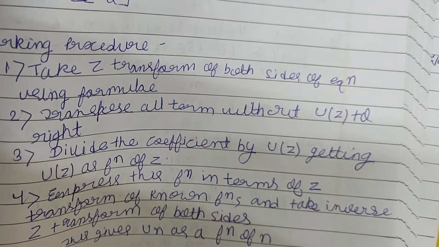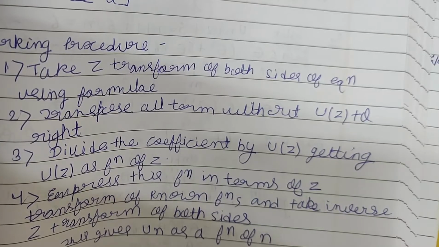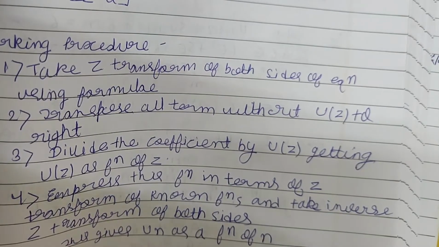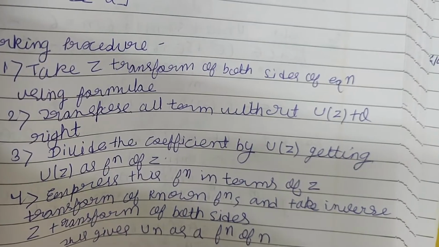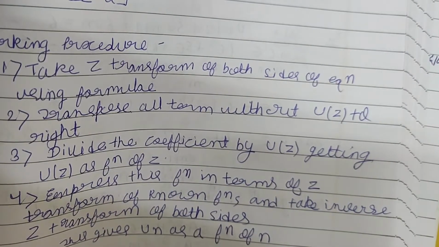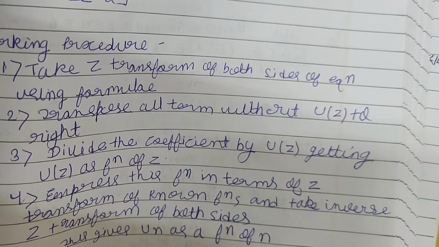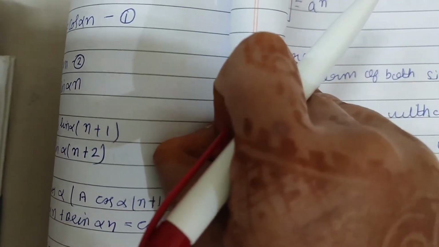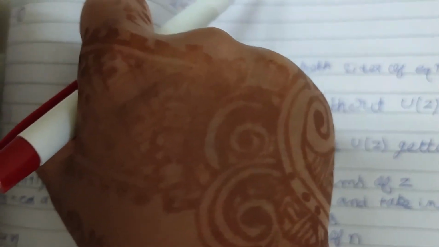Now the second step is to transpose all the terms except U(z) to the right. Then divide the coefficient of U(z), that is, you get U(z)/z as a function of z. I'm just reading out these working rules. The fourth one is to express this function in terms of Z transforms of known functions and take the inverse Z transform on both sides. This gives u_n as a function of n. So in the last step, you have to take the inverse of that Z transform.